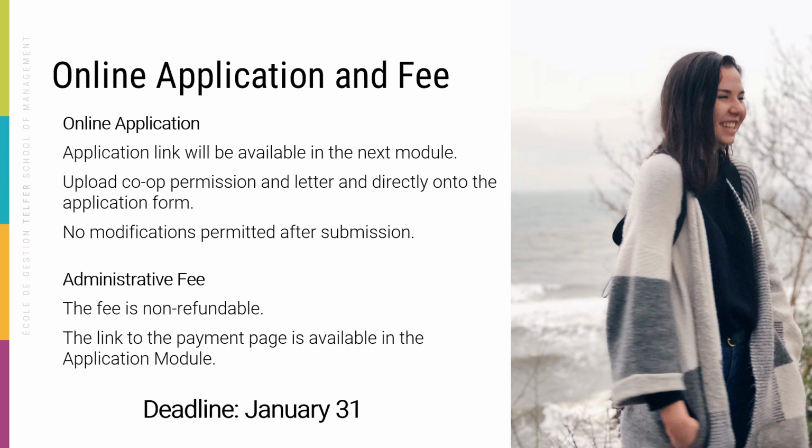At last, you will be able to fill out the online application form. The link to the form will appear in the next module on Brightspace, which will appear once you have completed Module 3. You will be able to upload required documents, such as the co-op permission and the letter, directly onto the online form. As a reminder, once the form is submitted, you will not be able to make any modifications. Make sure to have completed every required step and to be certain about your choices before doing so.